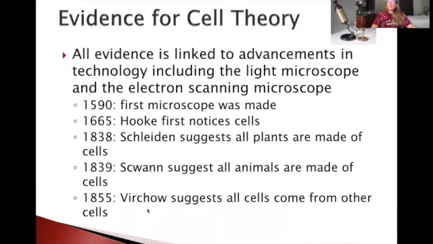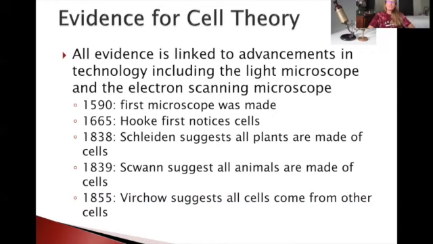We know that our knowledge of cells has increased with our technology. So as our microscopes have gotten better, we learn more and more about cells. This all started in 1590 when the first microscope came about. And in 1665, Hooke notices these things in cork. He refers to it as a cell because a monk's cell, which is a monk's room, was empty and barren, and what he saw under the microscope was empty and barren.